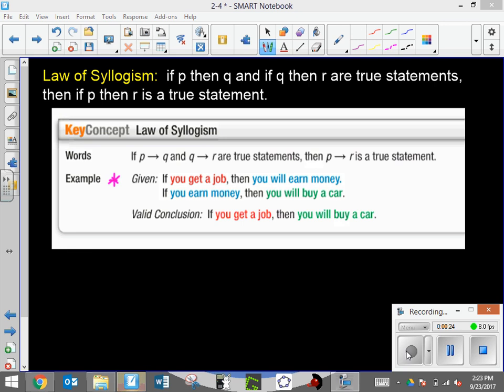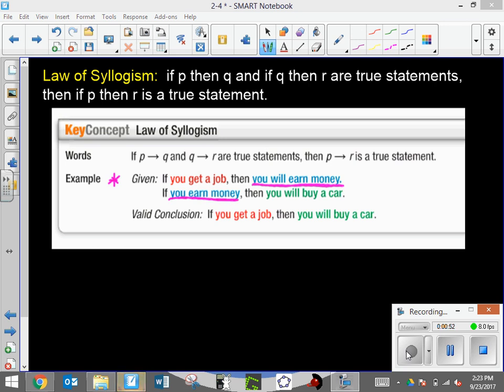It's given, if you get a job, then you'll earn money. If you earn money, then you will buy a car. The valid conclusion that we can draw out of this then is if you get a job, then you will buy a car. That is a valid conclusion. The only way this works, though, is the conclusion of my first statement has to be the hypothesis of the second.